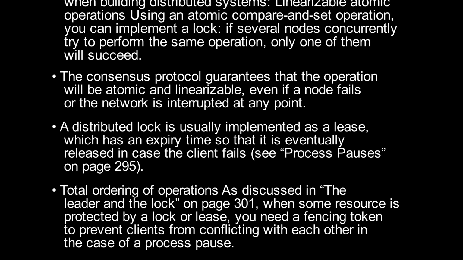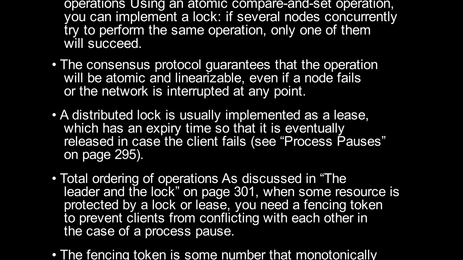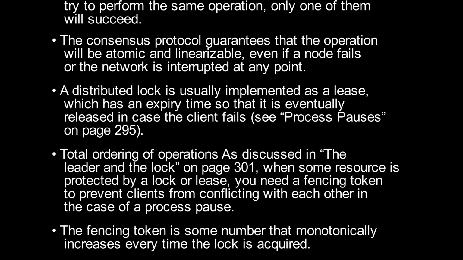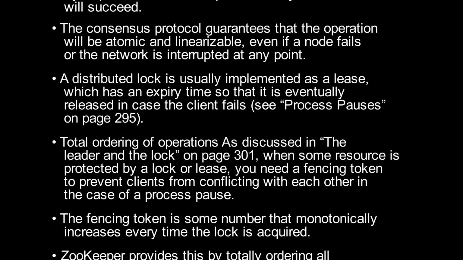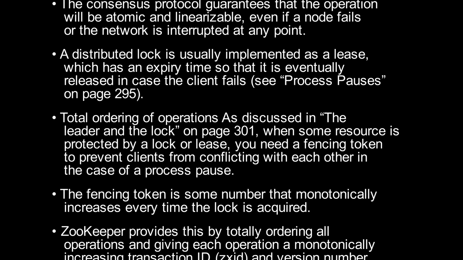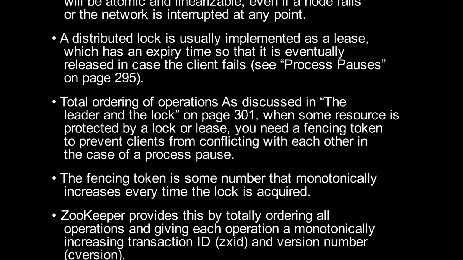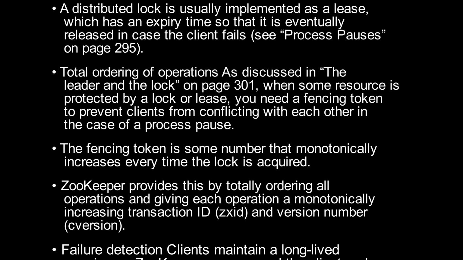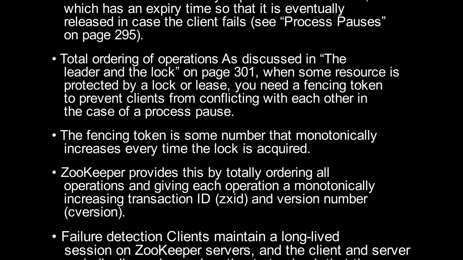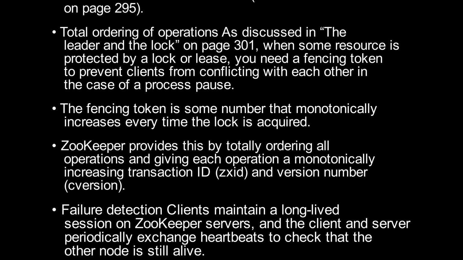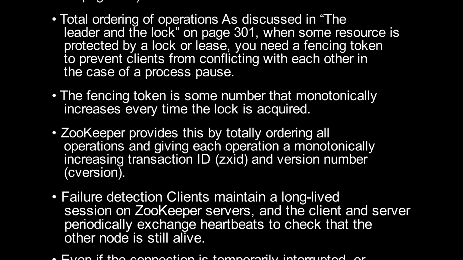Total ordering of operations, as discussed in the leader and the lock on page 301. When some resource is protected by a lock or lease, you need a fencing token to prevent clients from conflicting with each other in the case of a process pause. The fencing token is some number that monotonically increases every time the lock is acquired. Zookeeper provides this by totally ordering all operations and giving each operation a monotonically increasing transaction ID (zxid) and version number (cversion).